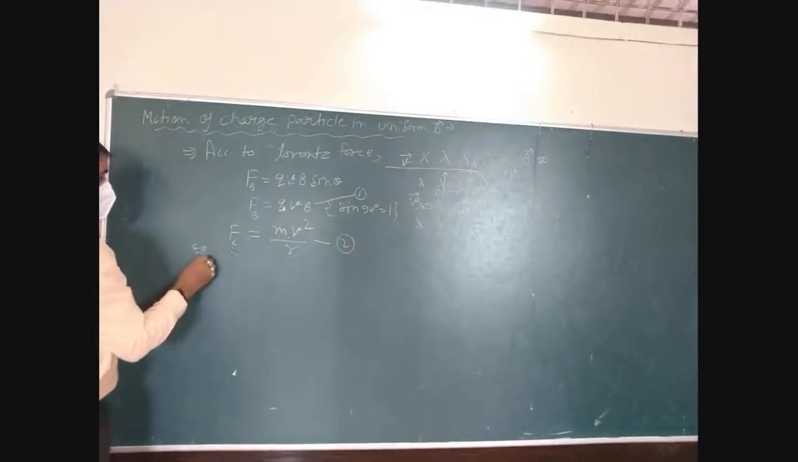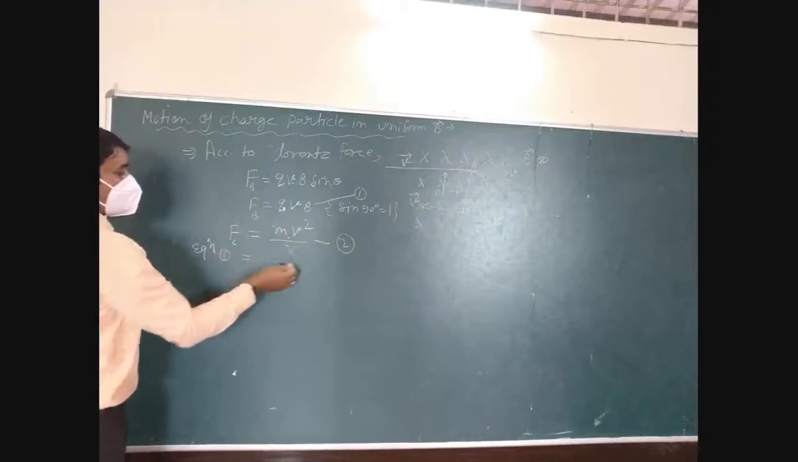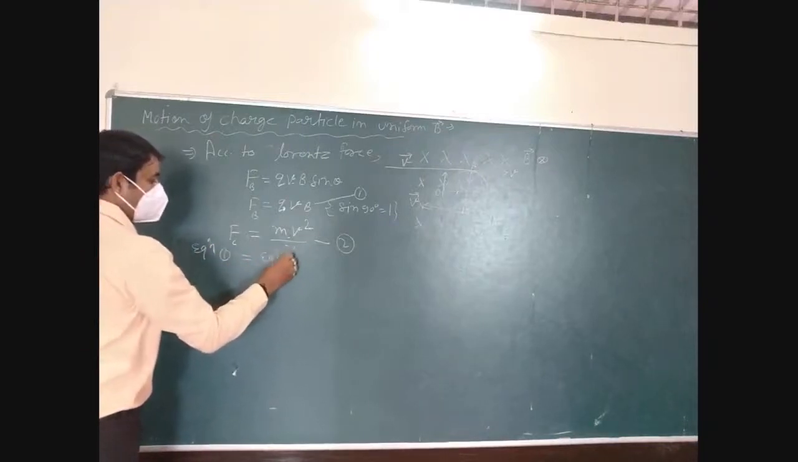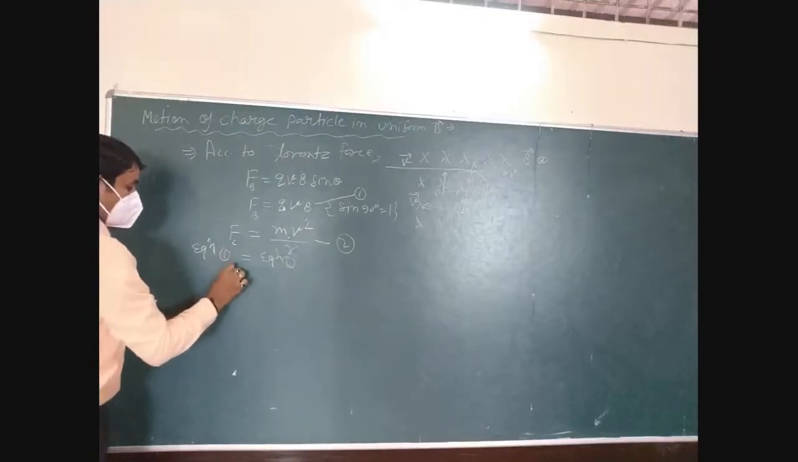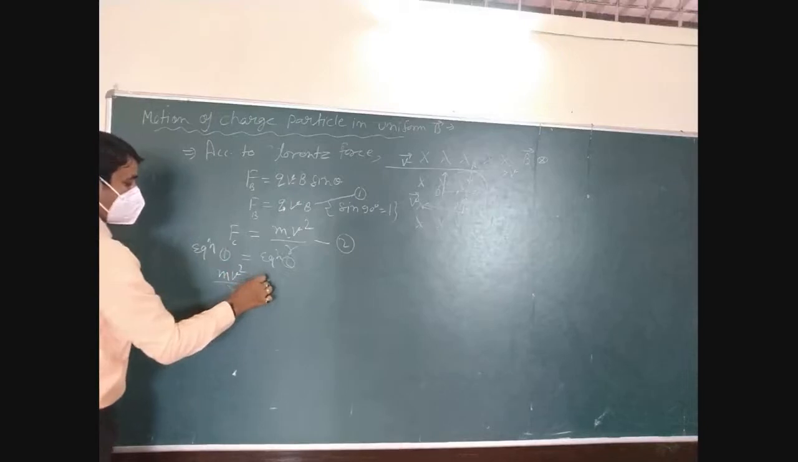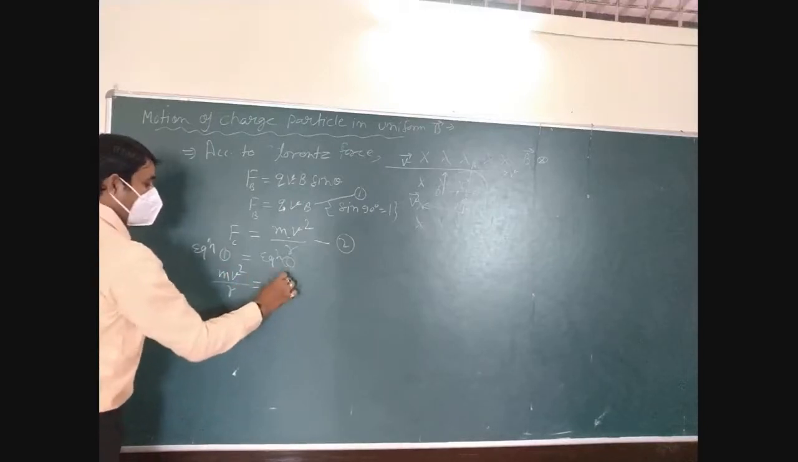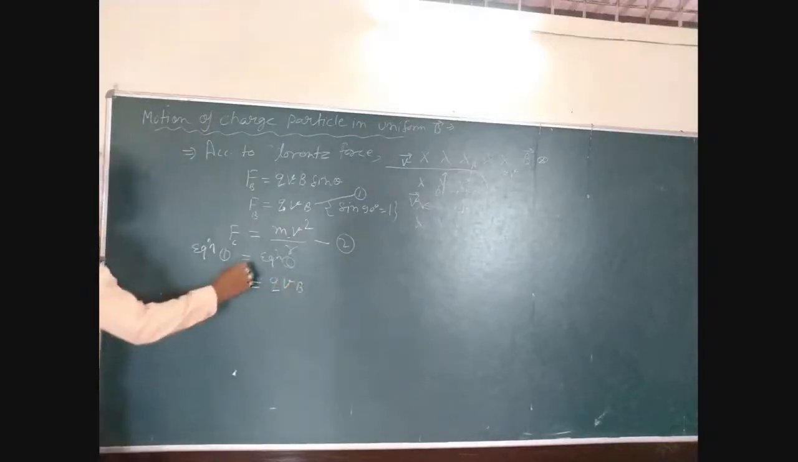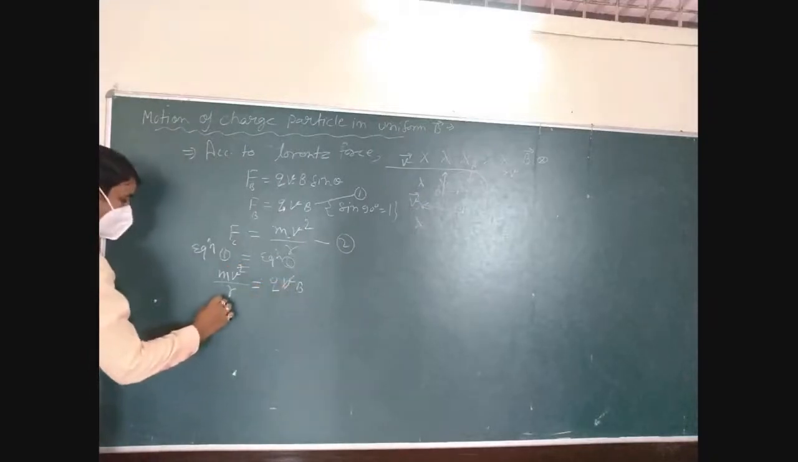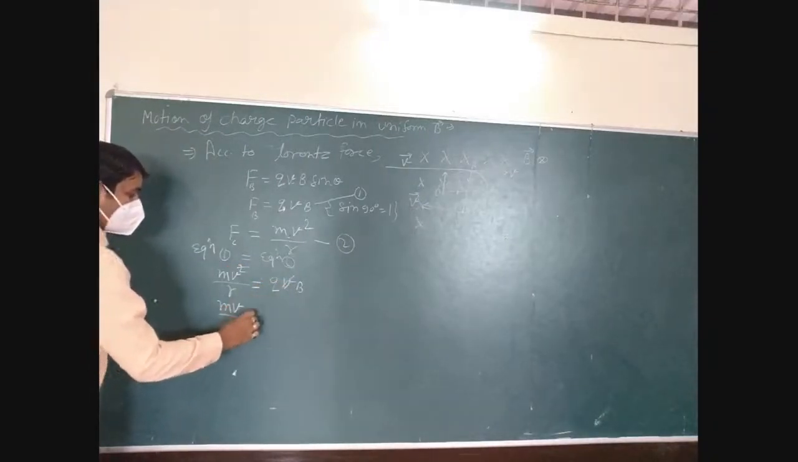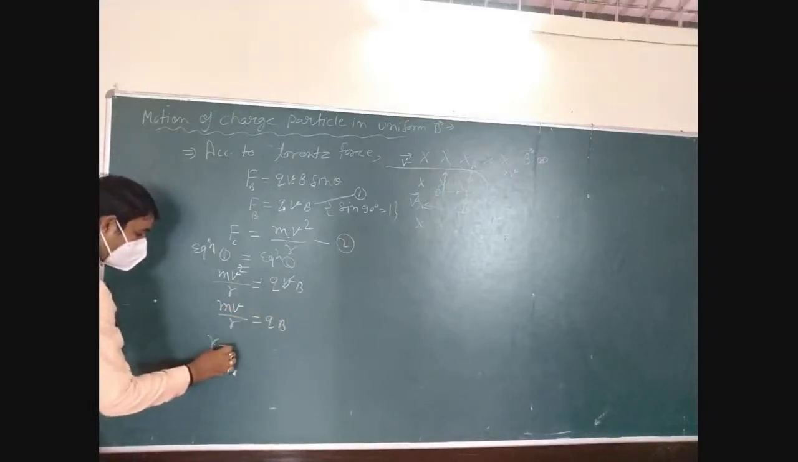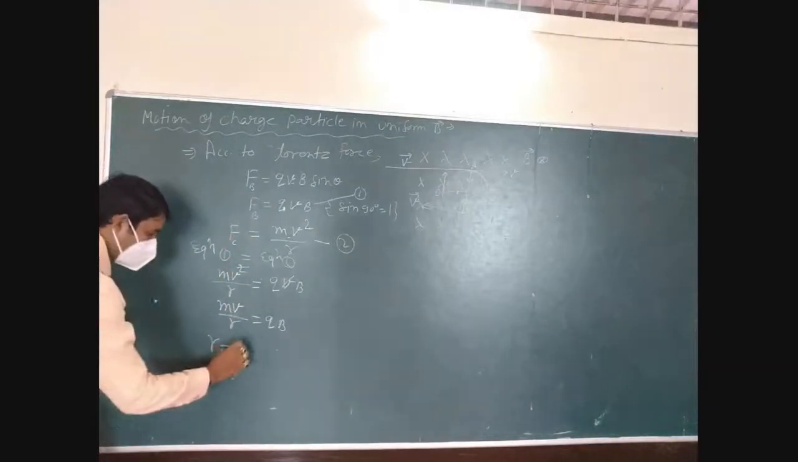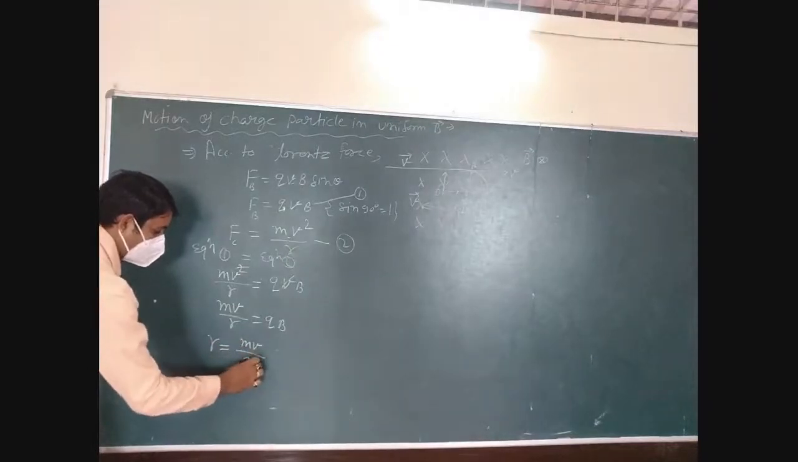Because this centripetal force is provided by the magnetic force, we compare the two equations. Equation 1 equals equation 2, and we get mv square upon r is equal to qvB. When we solve this, we get mv upon r is equal to qB, and from here we calculate the radius of the circular path, which is equal to mv upon qB.